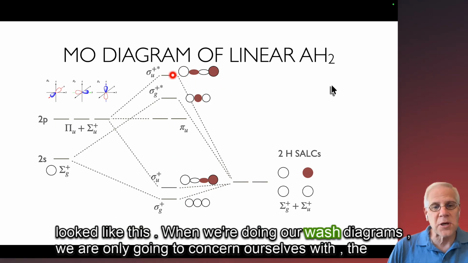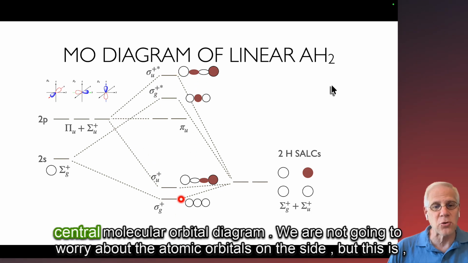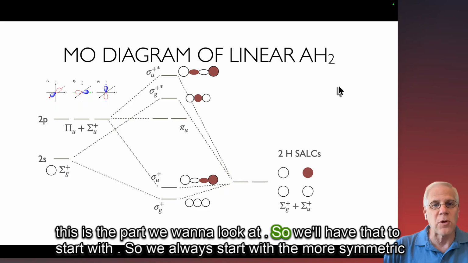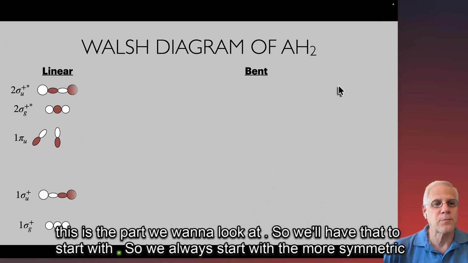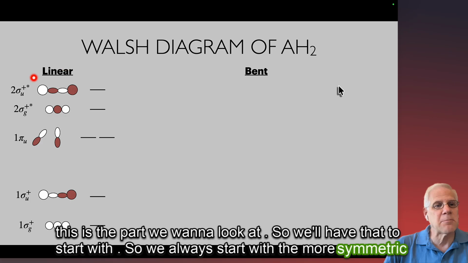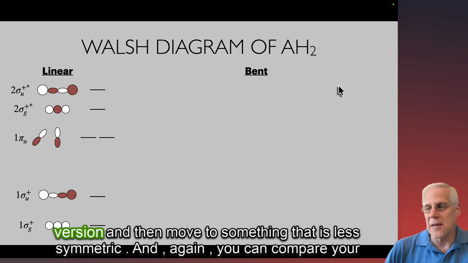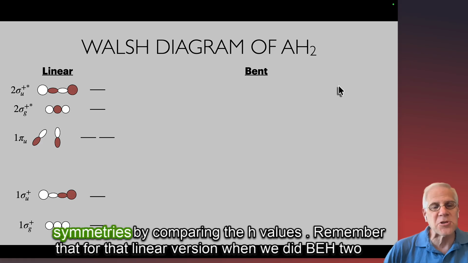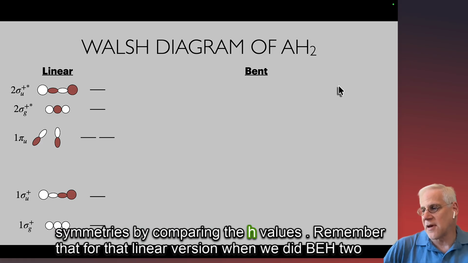When we're doing our Walsh diagrams, we are only going to concern ourselves with the central molecular orbital diagram. We are not going to worry about the atomic orbitals on the side, but this is the part we want to look at. So we'll have that to start with. So we always start with the more symmetric version and then move to something that is less symmetric. And again, you can compare your symmetries by comparing the H values.